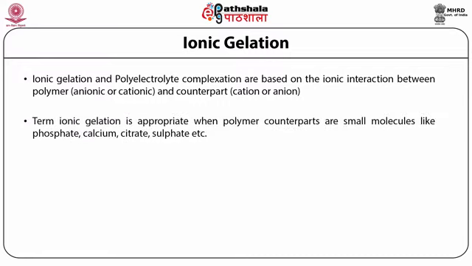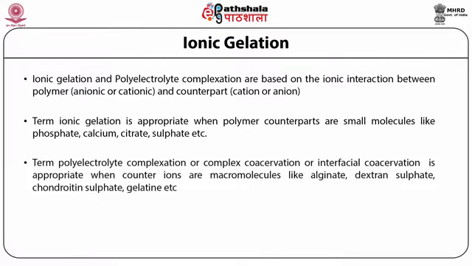The term ionic gelation is appropriate when polymer counterparts are small molecules like phosphate, calcium, citrate, and sulfate, while it is more appropriate to use the term polyelectrolyte complexation or complex coacervation or interfacial coacervation when counter ions are macromolecules like alginate, dextran sulfate, chondroitin sulfate, gelatin, etc.